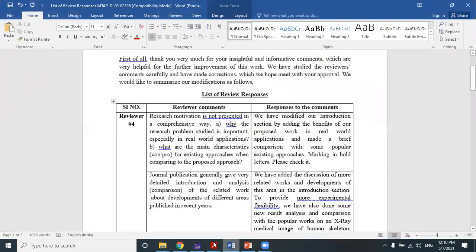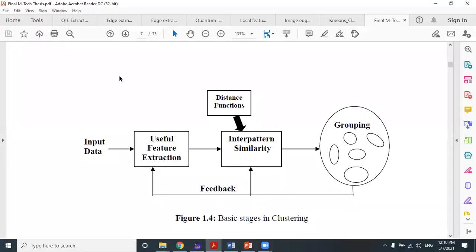So if we talk about clustering, these are the basic stages of clustering, how the clustering actually happens. This is a basic block diagram of the entire clustering process. Input data is there. Then feature extraction will be performed. Before applying the clustering on the input data, you may perform feature extraction. This is actually an optional stage.